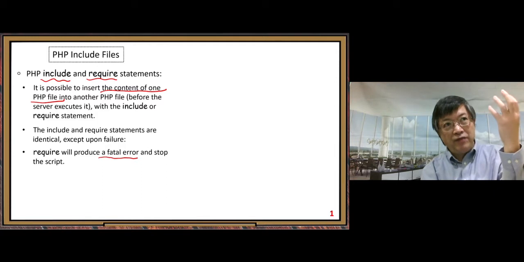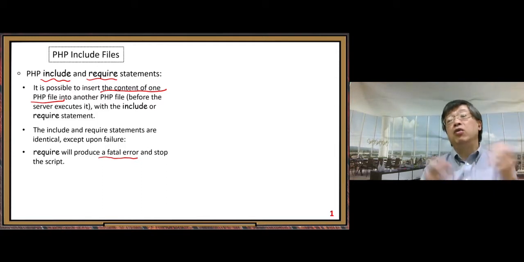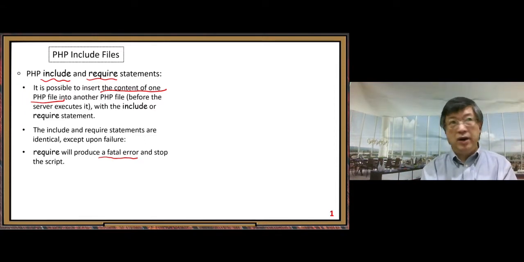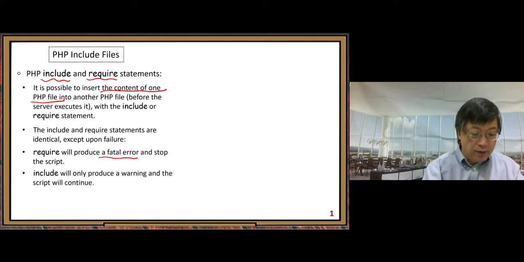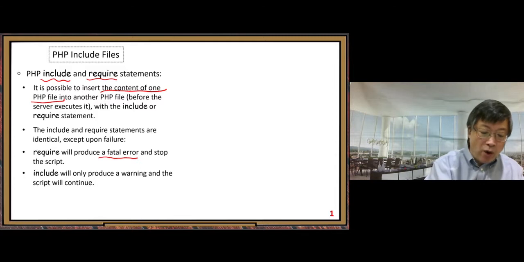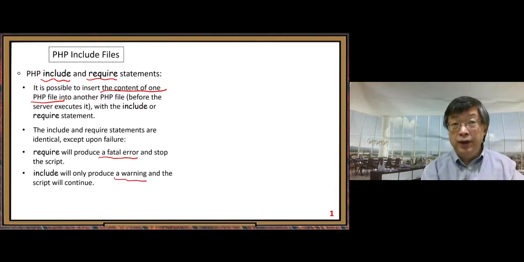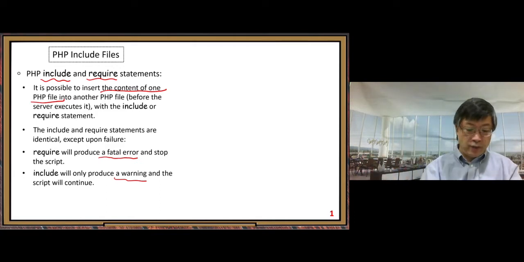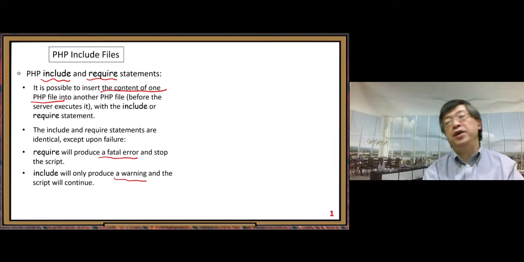From the name, you can guess the meaning, right? Require. You do not have any freedom to get around it. You are required to fix the problem. Include will only produce a warning, not fatal. You get an alert and you need to fix it, but if you do not fix it, the remaining code still works, and the script will continue.